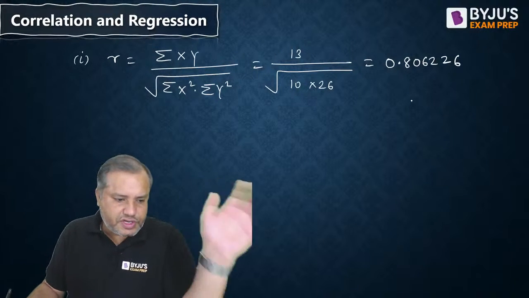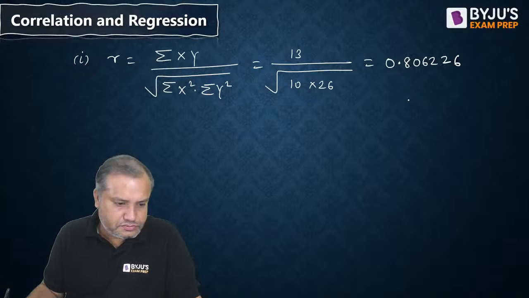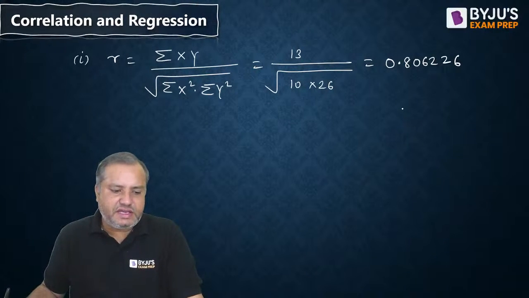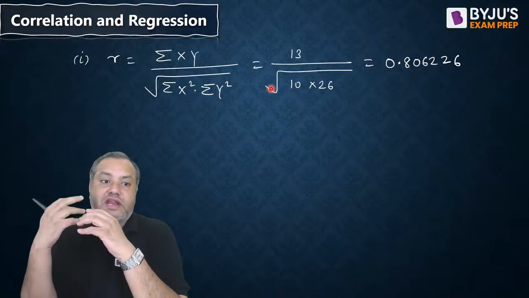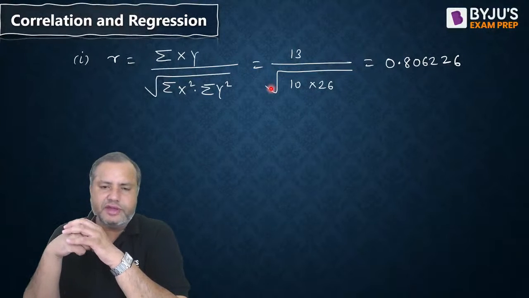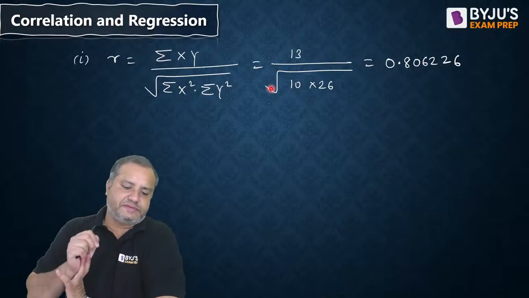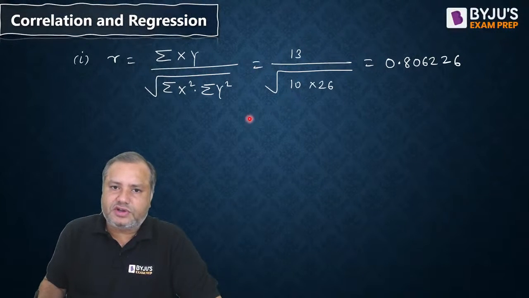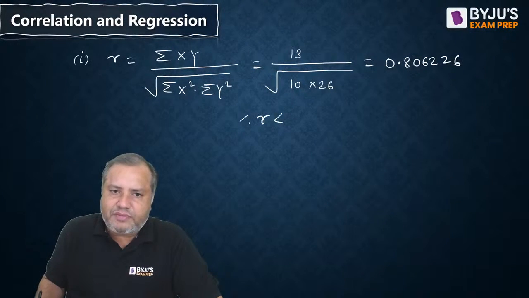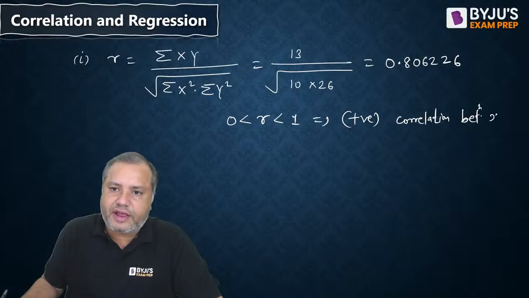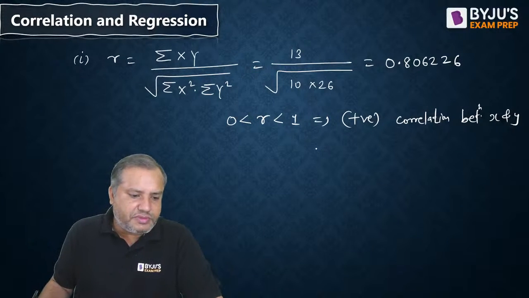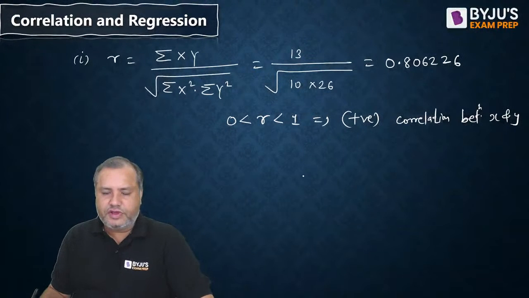Okay. So students, this is really very easy. Most students are thinking of its analytical aspect, but believe me, GATE and ESE focus only the calculation aspect. So we have got the coefficient of correlation. Since R is lying between 0 and 1, we can say that it is a positive correlation between X and Y.